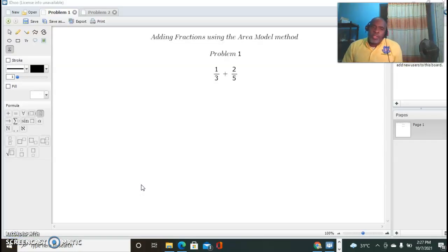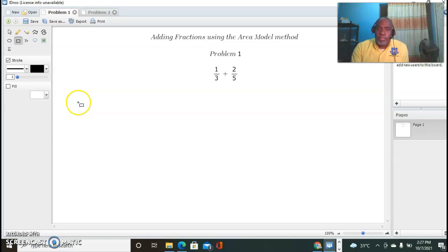Okay, so here's our first problem. We're going to be adding fractions using the area model method. I'm going to take a rectangle, so you can follow me and draw your rectangle. Then you're going to divide this rectangle into 3 parts. Why 3 parts? Because we're going to be using the fraction 1/3, so the denominator is 3. We use the denominator to tell us how many parts we should divide this rectangle into. So let's go.